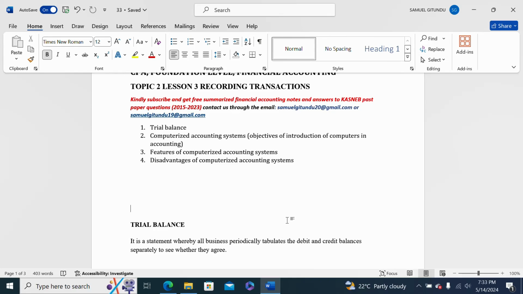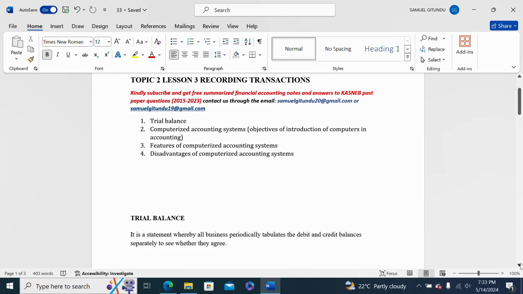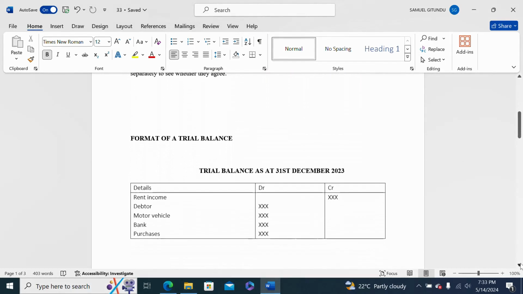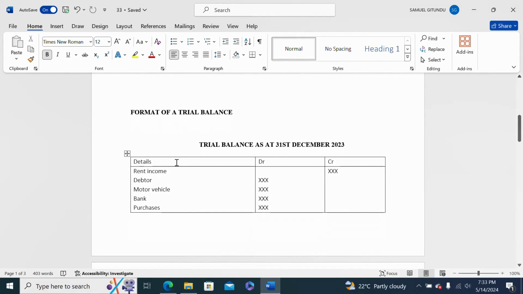So a trial balance is simply a statement where businesses periodically tabulate the debit and credit balances separately to see whether they agree. Then we can see the format of a trial balance. The format of a trial balance simply has the details of the transaction. It has the debit side and the credit side. For example, rent income, you record it on the credit side. Any incomes are recorded on the credit side.